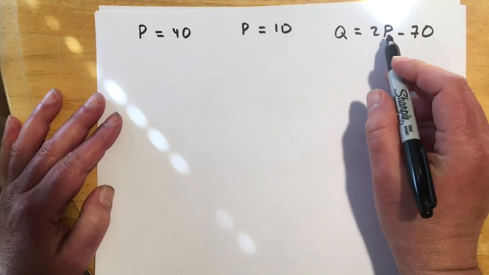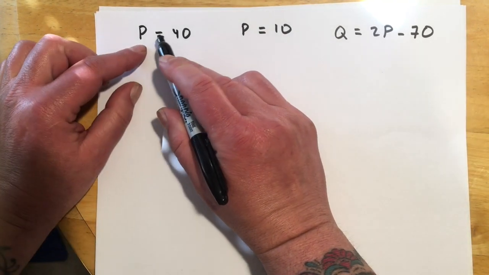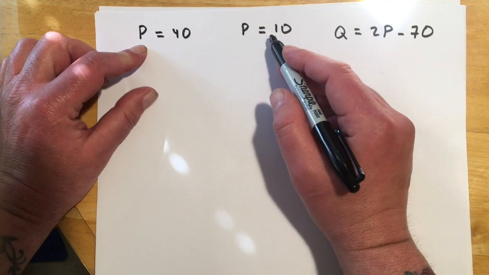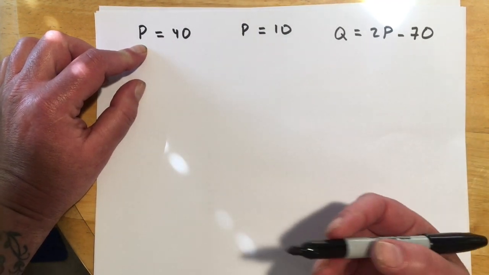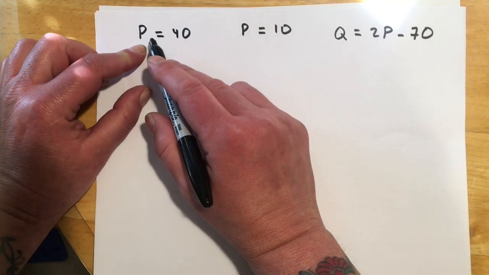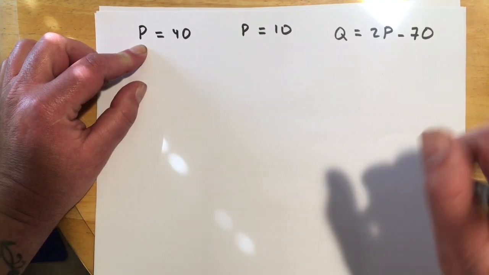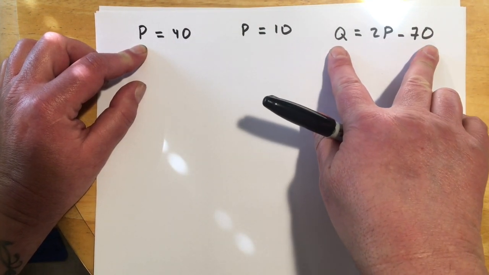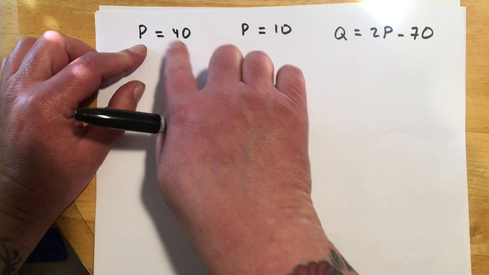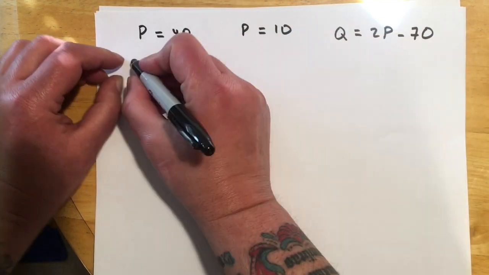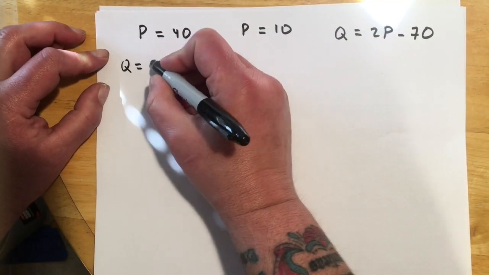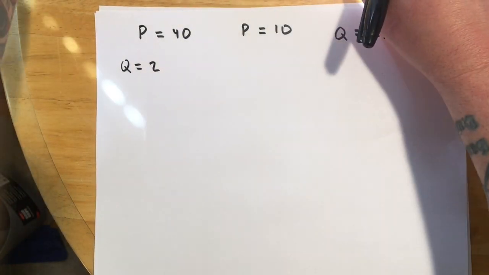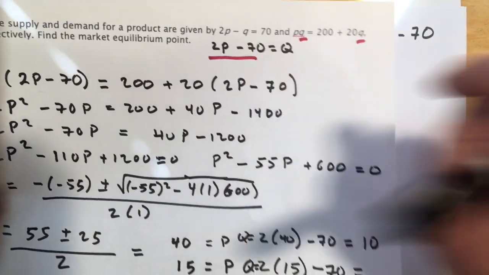Okay, I ran out of room on that last piece of paper. So where we were was we had found two possible price points that would result in market equilibrium. So a price of 40 or a price of 15. But we have to see if the quantity makes any sense with that. So we'll take our price and put it back into our equation that we solved earlier. And this is the one that I solved to do the substitution.